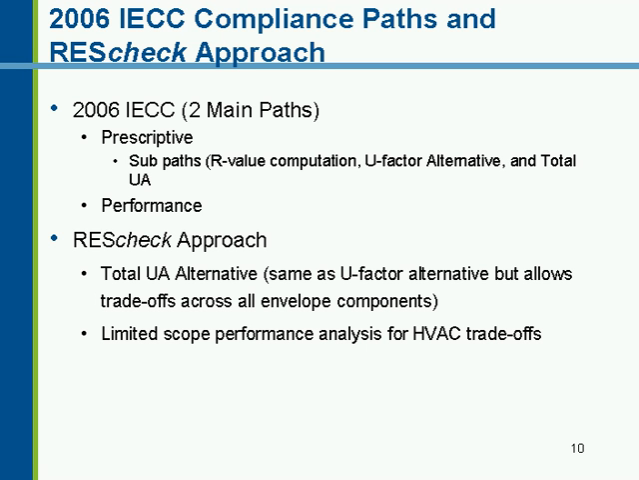So it's taking the U factor table that I showed you, but it is doing an overall total UA calculation and compliance. This allows trade-offs across your building envelope components, where you can increase values somewhere and decrease values elsewhere, but the overall UA must meet the maximum UA from the equivalent U factor table. Also, REScheck now has a limited scope performance analysis for HVAC trade-offs.